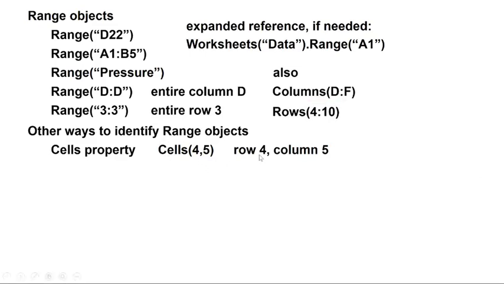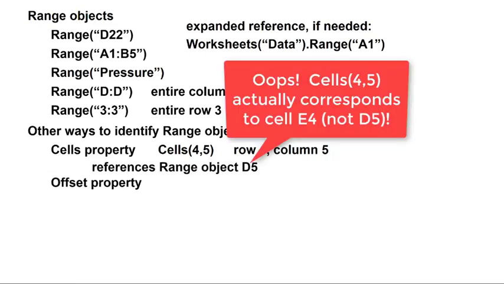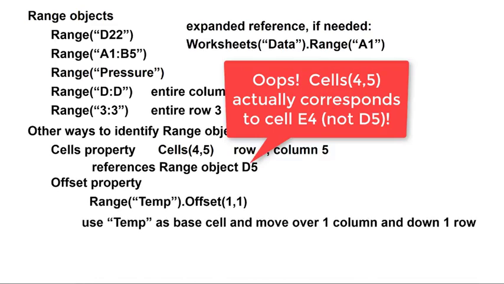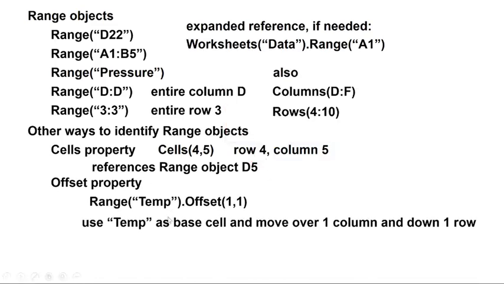So Cells(4, 5), remember it's always rows, then columns, also corresponds to cell D5. There's an Offset property. We've got a couple of examples of this in a few minutes. If we had a named cell named temperature, then Range("temperature").Offset(1,1) uses temperature as a base cell and moves over one column and down one row. So let me show you a couple examples.